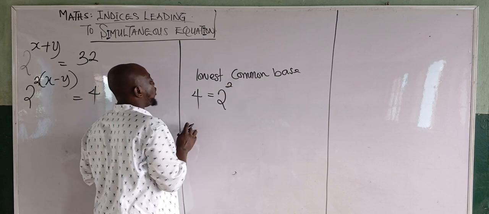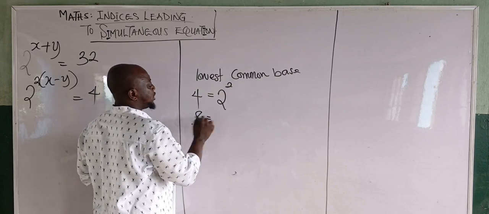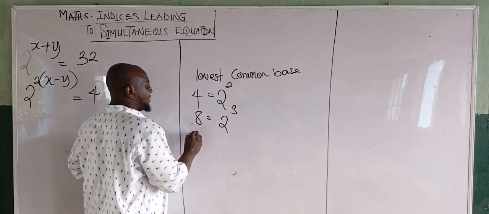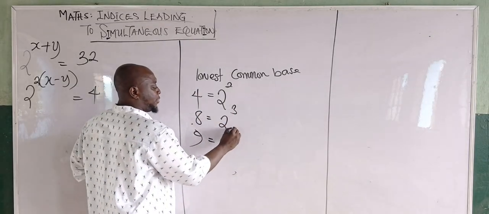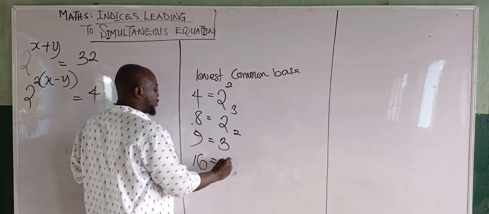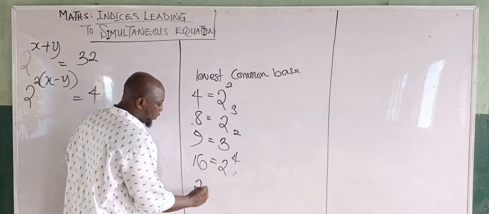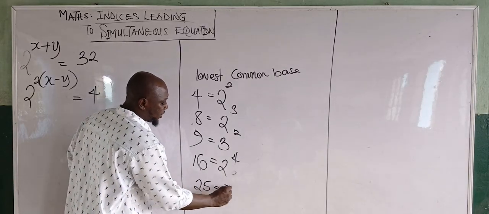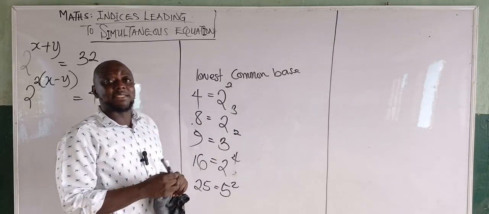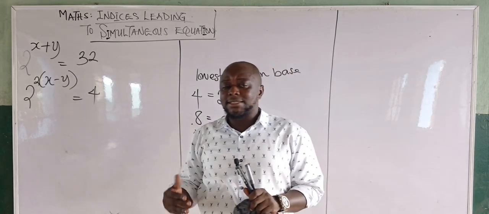It is 2 raised to the power of 2. If I have 8, what's the lowest common base of this? It is 2 raised to the power of 3. If I have 9, this is 3 raised to the power of 2. If I have 16, this is 2 raised to the power of 4. If I have 25, the lowest common base of this one is 5 raised to the power of 2. So this is how the concept of indices goes. You must be able to break a particular number into its lowest common base.